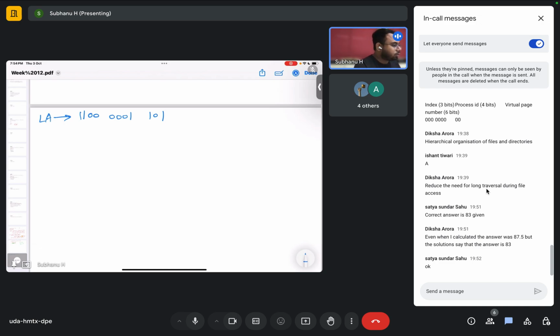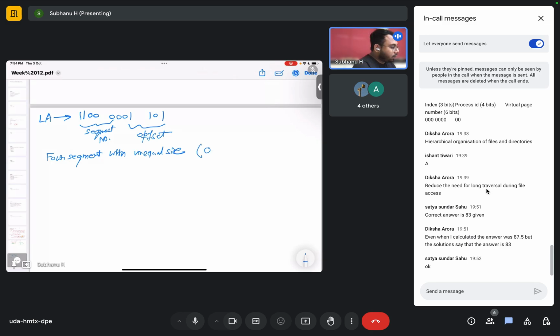So the first few bits will represent the segment number, then the remaining bits will be the offset. So how many segments do we have? We have four segments of unequal size. It is given in the question, you can see it.